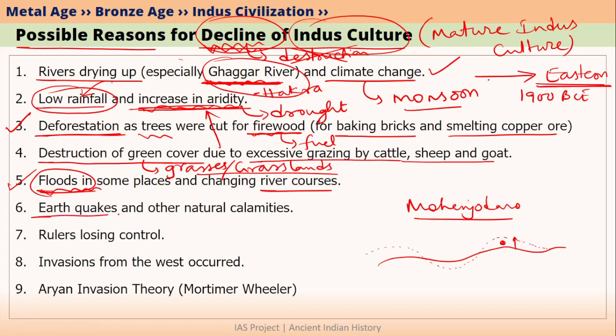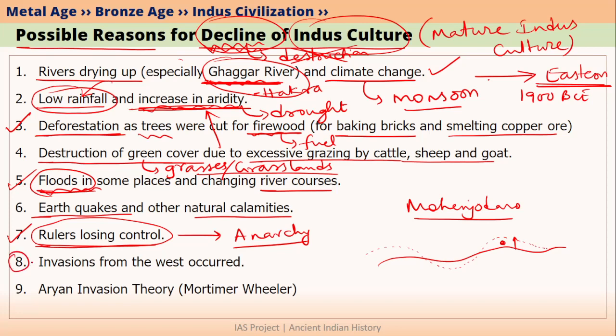Another reason was earthquakes and other natural calamities. Some experts are of the opinion that Indus city mainly declined because the rulers started to lose their control. And once rulers started to lose their control, there was widespread anarchy. And because of this anarchy, mature Harappan phase declined. All the standardization, uniformity and the technology also declined. And whatever was remaining was nothing but the late Harappan Chalcolithic culture.